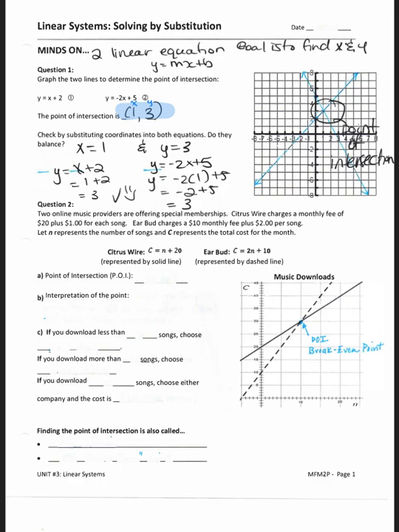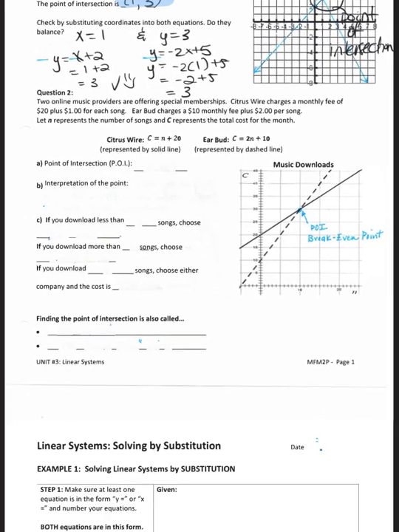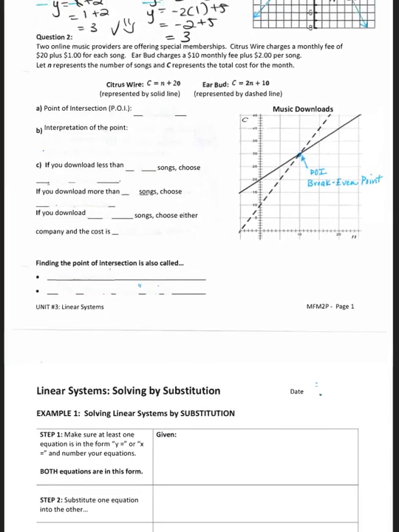Okay. So let's scroll down a little bit. Let's actually look at this question. 2 online music providers are offering special music memberships. Citrus Wire charges a monthly fee of $20 plus $1 for each song. Earbud charges $10 monthly, but $2 per song. So this isn't like, you get Spotify Premium and now you can download everything. This is back in the olden days when we would do this sort of thing.